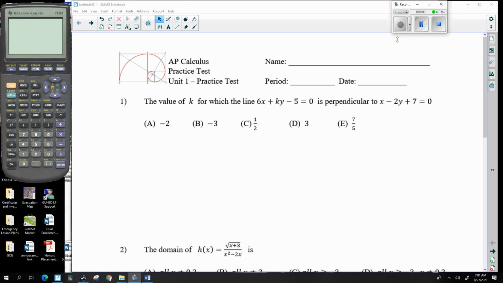All right, boys and girls, this is the Unit 1 practice test for calculus. So this is a very close version of what the actual test is going to be. All right, so here we go.